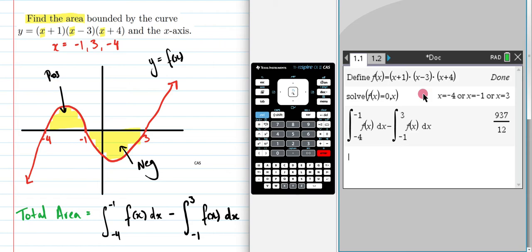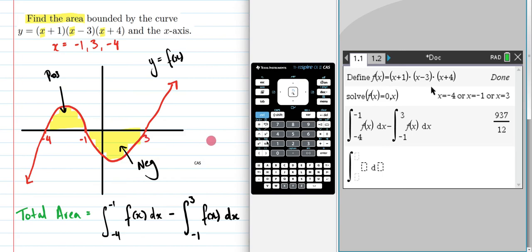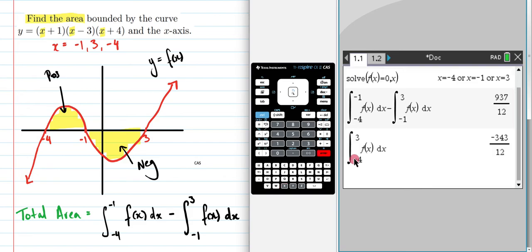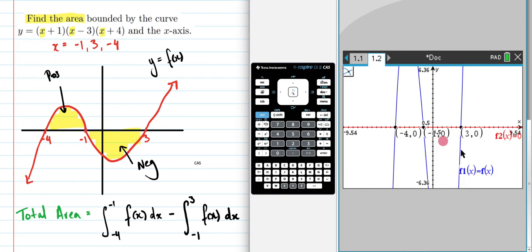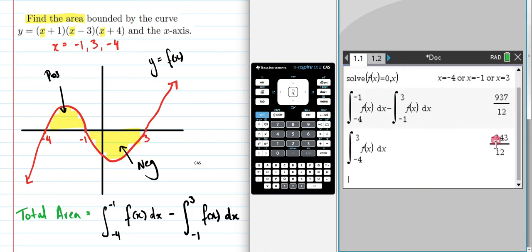If you wanted to find the signed area, what you would do is go menu, calculus, integral, and you're just going to go from -4 to 3. So -4, that's not a 4, -4, f of x to 3, dx, -343 over 12. And if we look at our graph for a moment, that's telling us that we're ending up with more negative. If we zoom out for a moment, whoops, I need to get rid of that. Zoom out. Yes, as you can clearly see, I have more area underneath the x-axis than I do above. So it makes sense that my signed area would be negative.